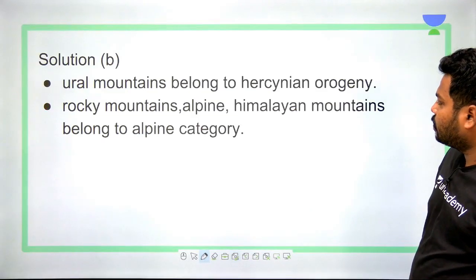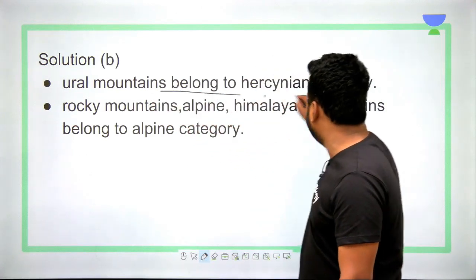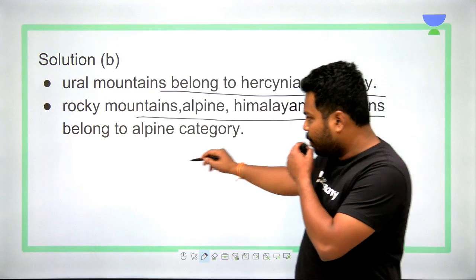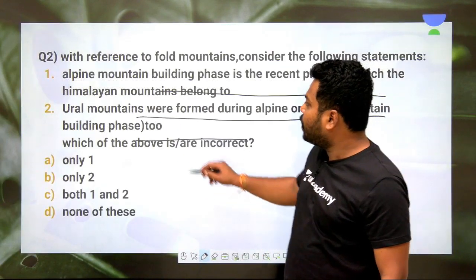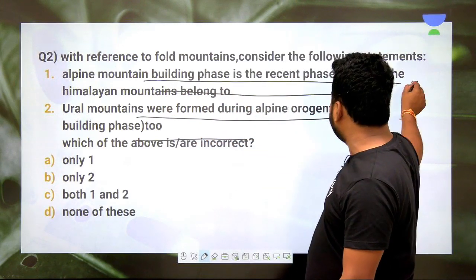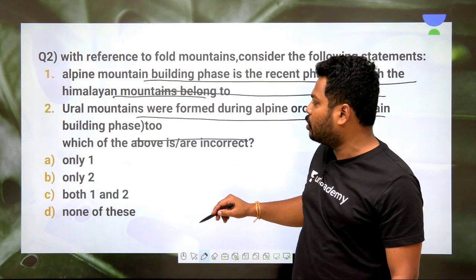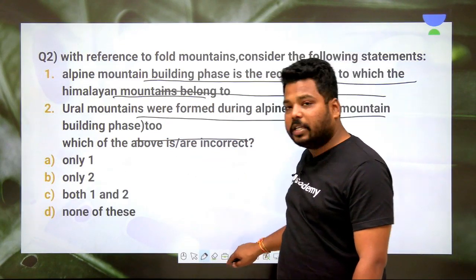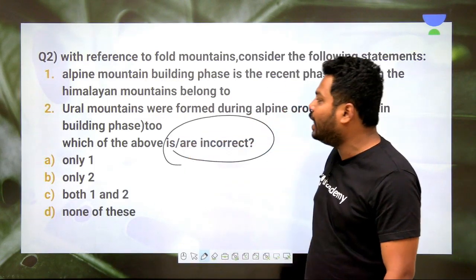Clear? So what is the answer? Aravalli mountains belong to Hercynian orogeny, and Rocky Mountains, Alps, Himalayas belong to the Alpine category. Clear? So the Alpine mountain building process is the recent phase, which the Himalayan mountains belong to. Clear? So please try to see this question. He has asked which of the following are incorrect.